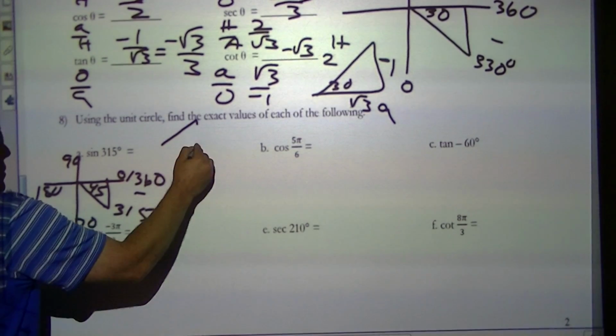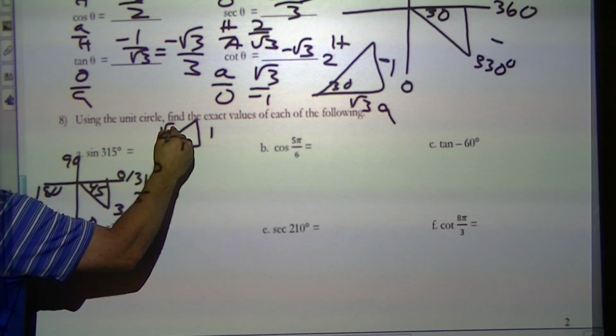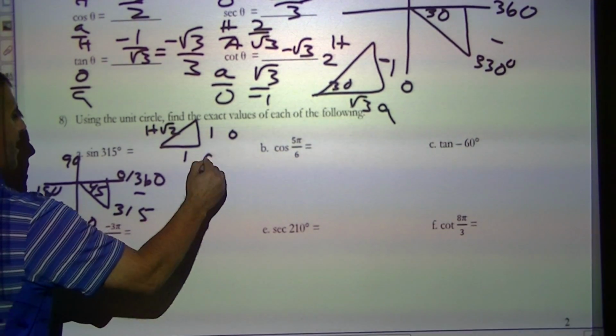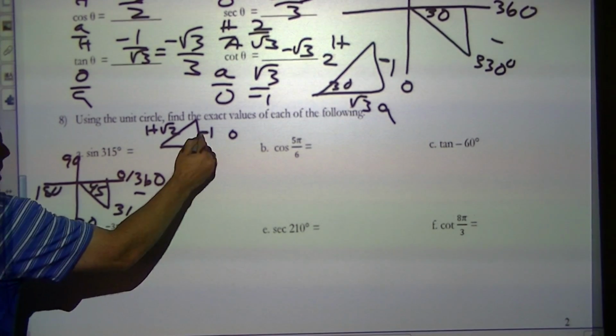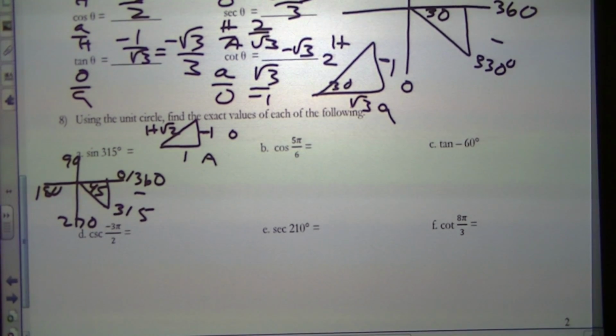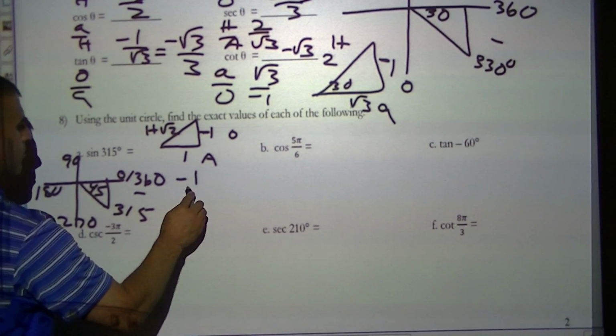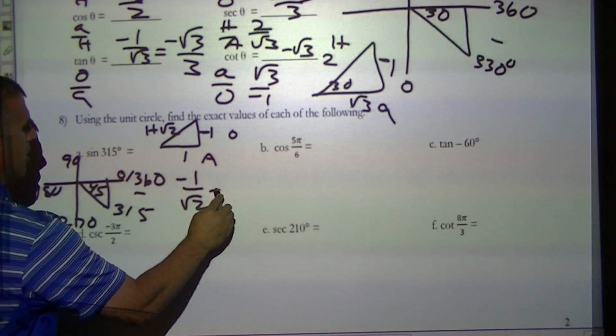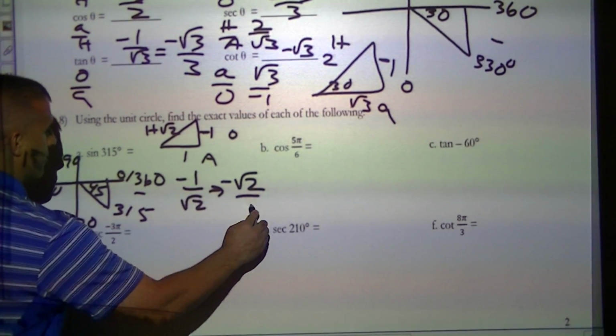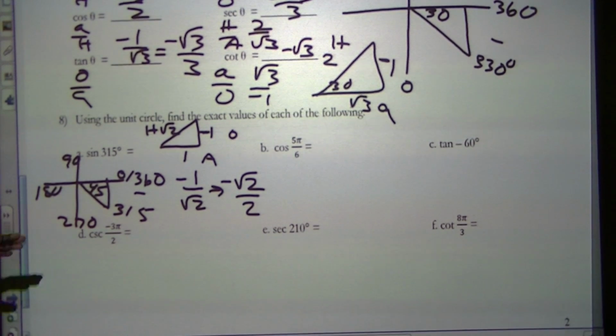So a 45-degree triangle is 1, 1, square root of 2, H, O, and A. Now in this quadrant, the y would be negative, so that would be there. So my sine would be negative 1 over the square root of 2, which turns into negative square root of 2 over 2. Okay? I'm going to do the degree ones for now, and then I'll show you the radian conversions.